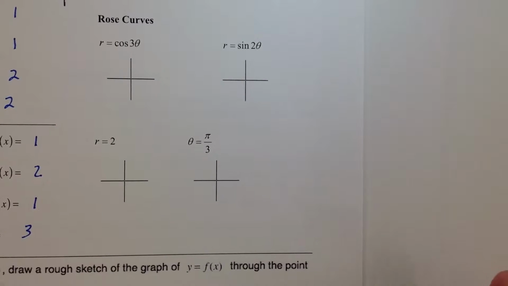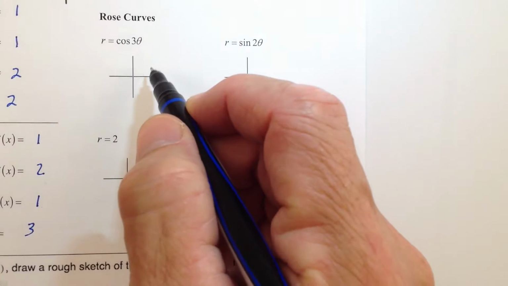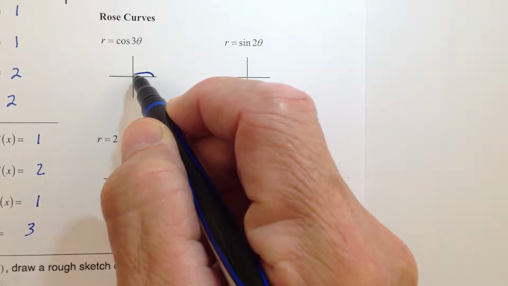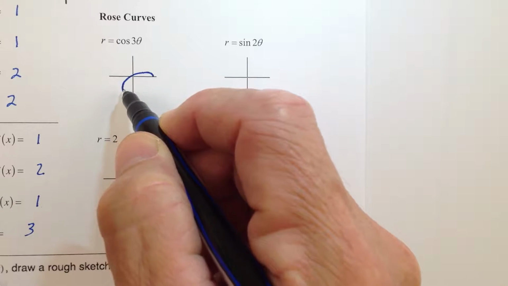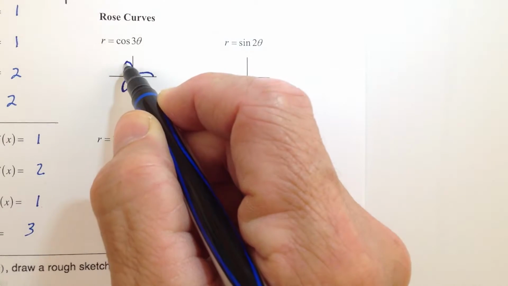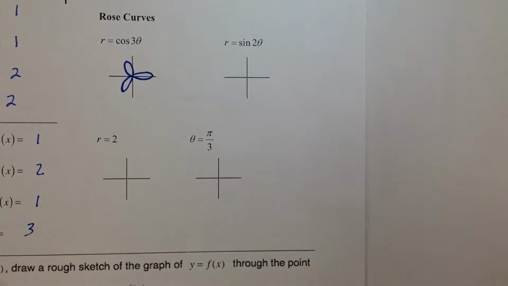I believe this will be the last video. Rose curve, cosine of 3 theta. You're just supposed to know that the graph looks like this. Goes around like this, and in the matter of pi radians, you get a graph that looks like that.